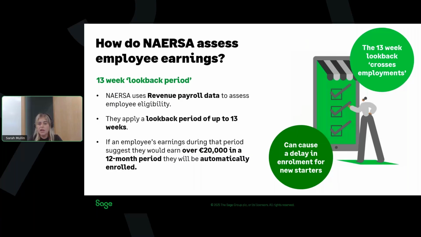If that look back period shows that the employee would earn over the €20,000 annually, they'll then be auto-enrolled and they'll stay enrolled even if the earnings later drop. The look back just ensures fair assessment for any new hires, and it prevents short-term changes in pay from affecting anyone's eligibility. And remember, I did touch on this earlier, but the look back does cover all employments, not just yours. So previous earnings with another employer will still be counting towards that threshold. Definitely something to bear in mind, especially with any new starters.